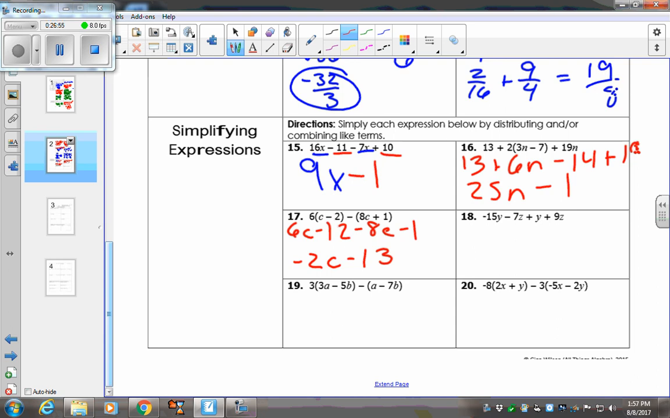Number 18. I have 2 different variables, so I have to be careful. Negative 15y will combine with what? Which will give me negative 14y. Negative 7z will combine with 9z to give me 2z.